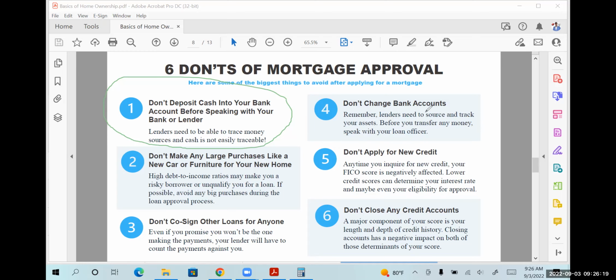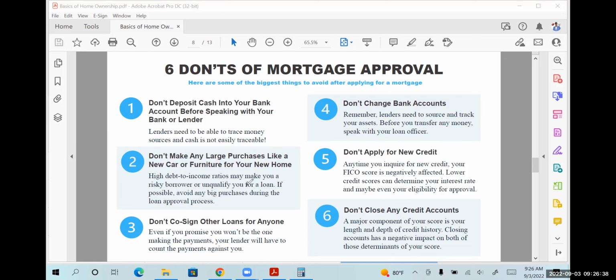So if you have cash that you're stowing under the bed, which does happen a lot, or cash in the safe as well, and you're looking to buy a home, the best place for that is to go ahead and put it in the bank so that we can go through the part that's called seasoning. It has to be there for 60 days.